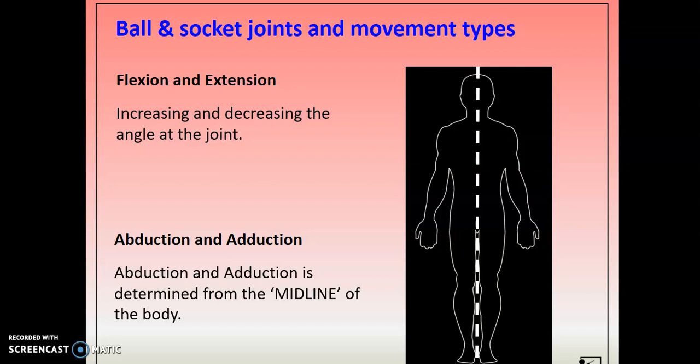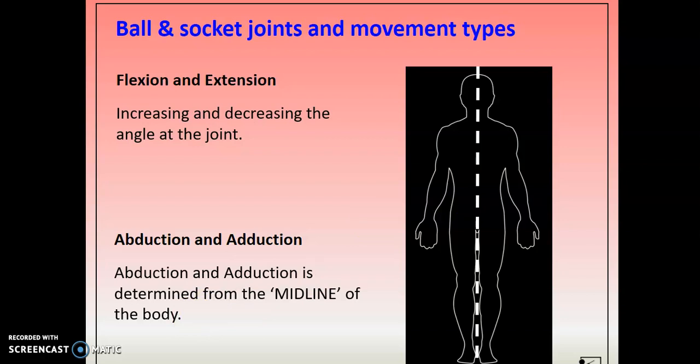Now moving on then, two new movements we haven't talked about yet: abduction and adduction. This is moving the limbs away from or towards the body. So if you look at this diagram here, if this person was to put their arm out to the side, that would be abduction, taking that arm away from the midline of the body. If they were to bring their arm back in, down towards their side, that is adduction, adding back to the midline of the body.